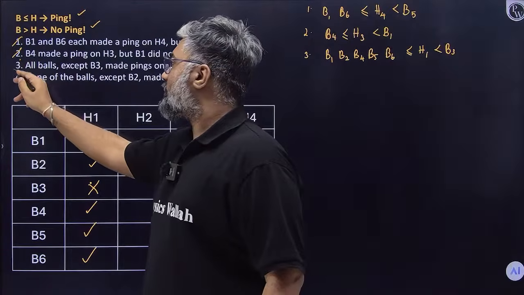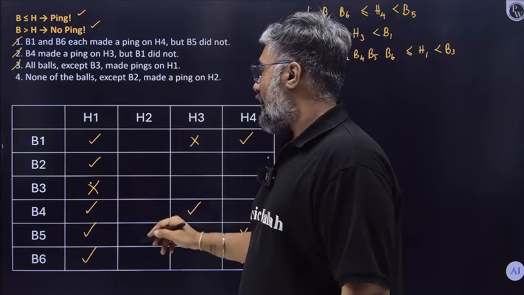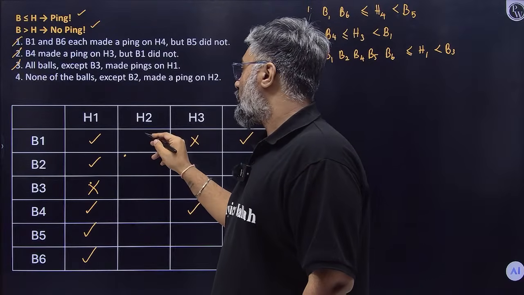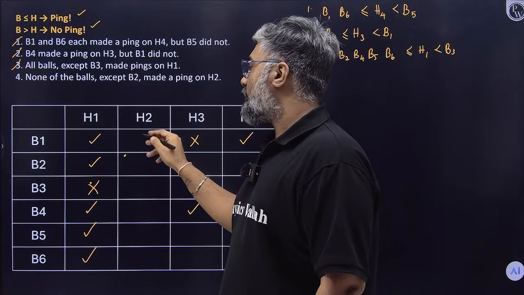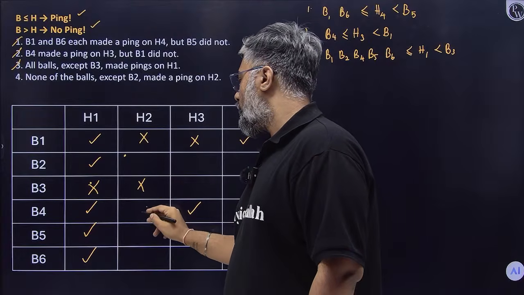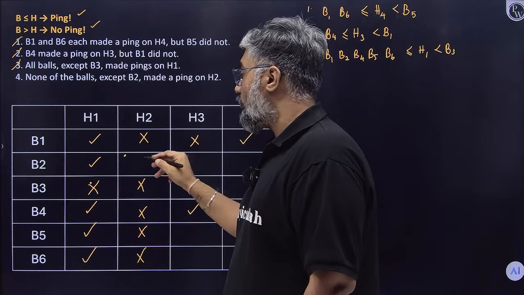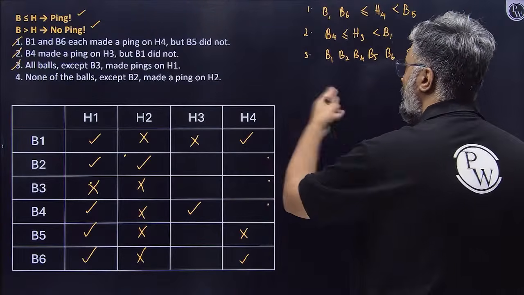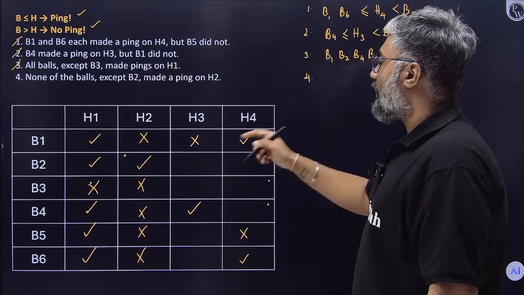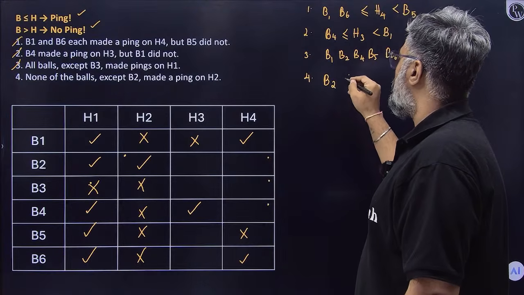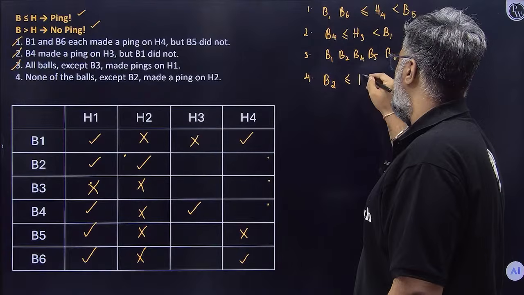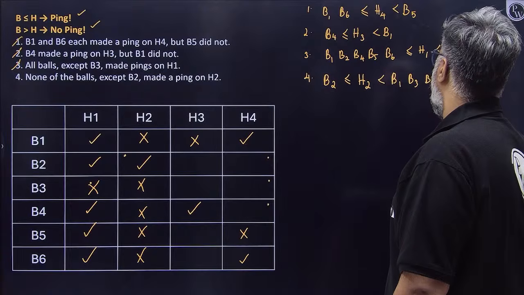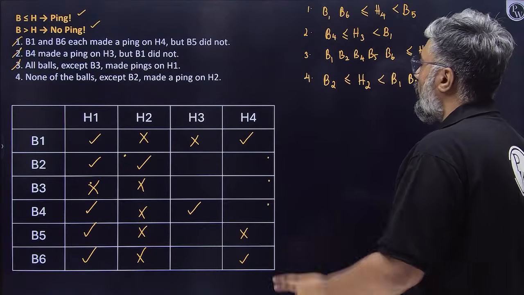Beautiful. Last condition, none of the balls except B2. So except B2, no one made a ping on H2. Did B1 make a ping on H2? No. B3? No. B4? No. B5? No. B6? No. But B2 definitely did. Crazy. So let's make a note of this one also. That means only B2 is less than or equal to H2, and every other ball, that is B1, B3, B4, B5 and B6, are all greater.